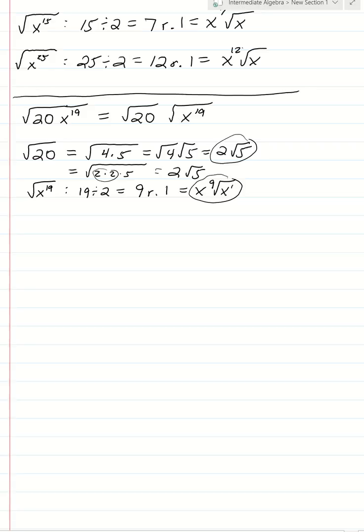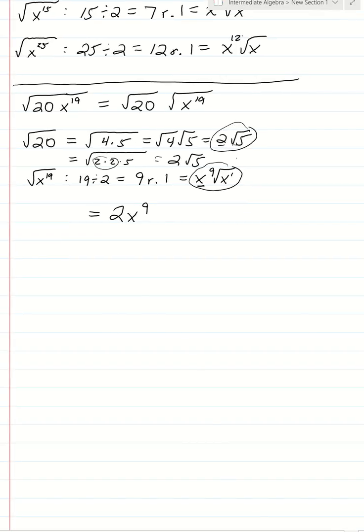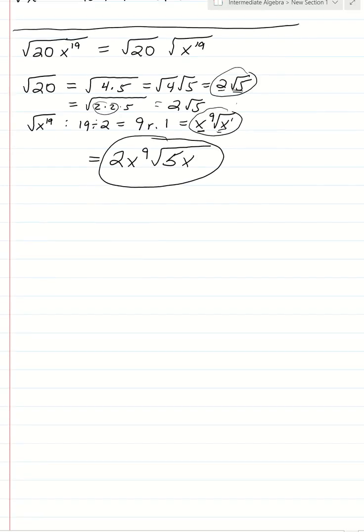So if we combine these two, remember anything that's outside, the 2 and the x to the 9th, have to get multiplied together. So we're going to have a 2x to the 9th, and then what's underneath the radical, which is the 5 and the x, we're also going to multiply together. So that would give me the square root of 5x. And that would be your simplified radical. Let's try another.